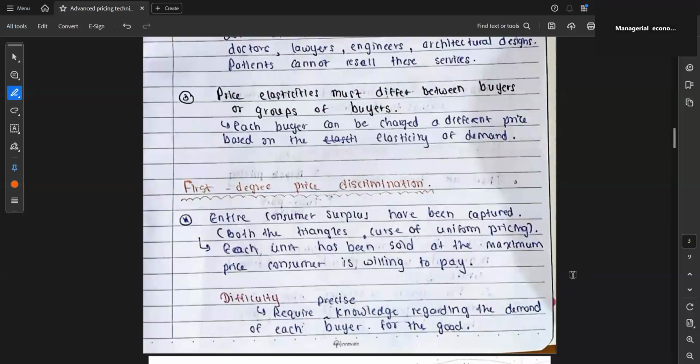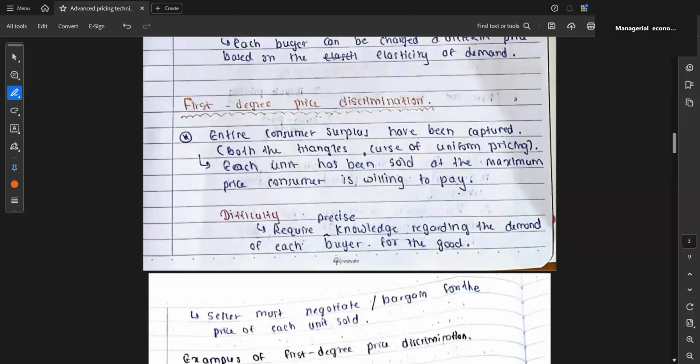Then price elasticities must differ between buyers or groups of buyers. So if the price elasticity of demand of each consumer is the same, then the firm has no ability to charge different prices for the same product. They have to charge the same price. Otherwise, they cannot actually sell that product to all of those consumers.